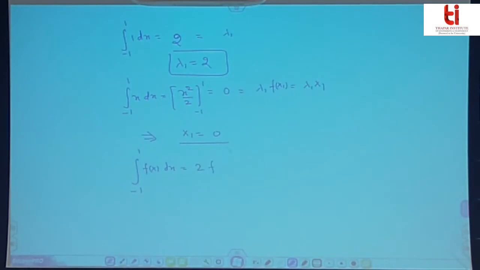The value of x1 is what? 0. So f of 0. So this is the formula we derived. This is called the 1-point formula. Okay, similarly we can derive the 2-point formula.